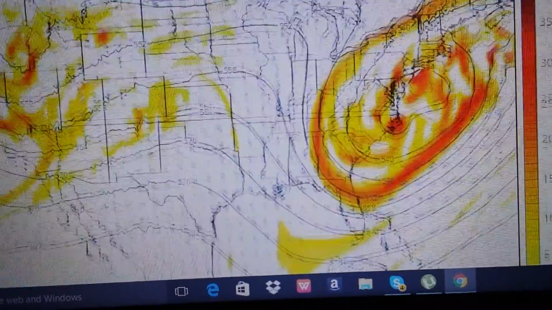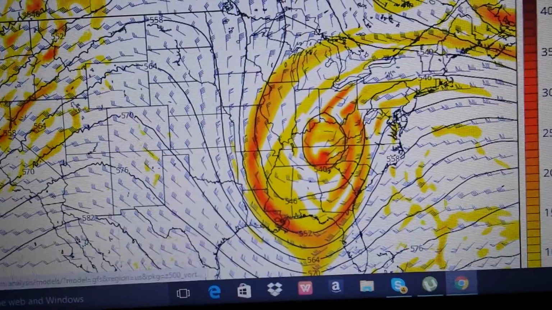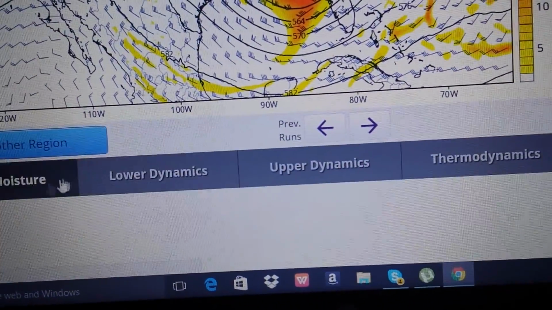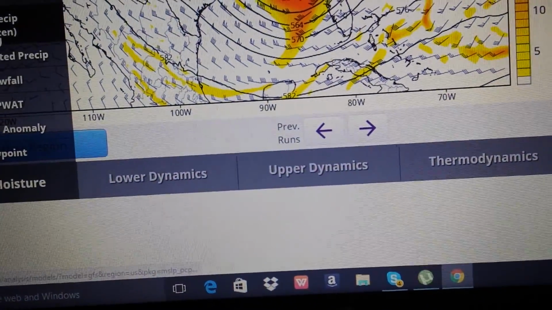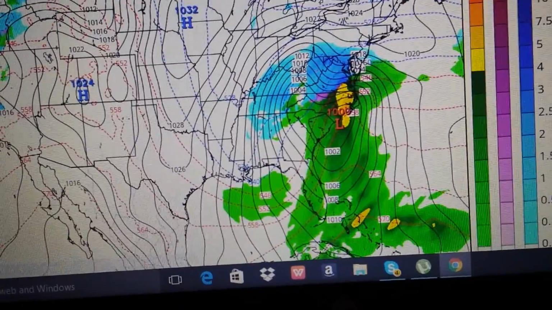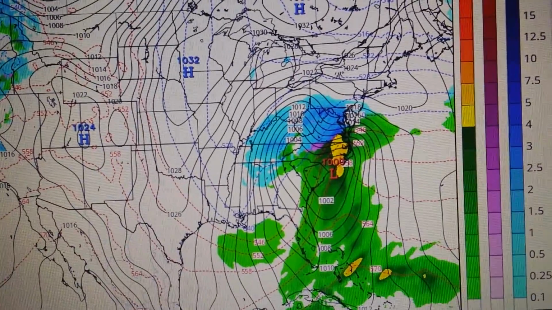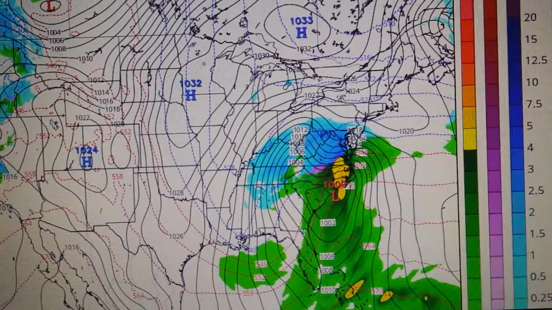So now what I want to do is quickly look at the surface map so we can compare the track of the low pressure system there. Okay, here we are. This is Friday evening. This is the new run. Let's go to Friday evening on the older run.